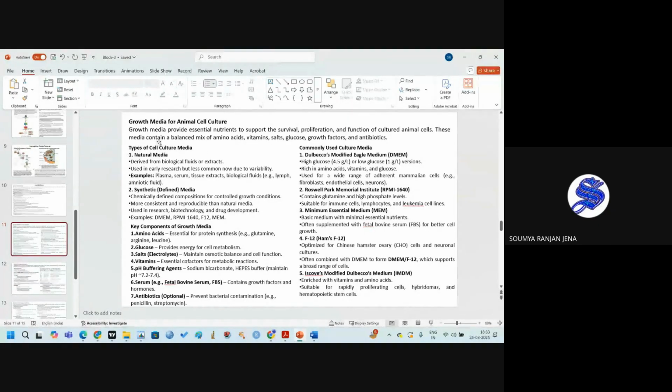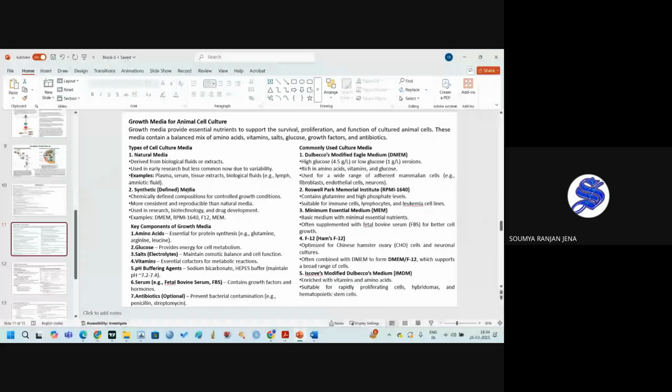If you go to the different culture media, how we supplement the cell, one is natural medium that is derived from biological fluids or extracts, used only in research but less common now due to variability, like plasma, serum, tissue extract, biological fluids, amniotic fluids. This extract will be added to the culture medium for growth of the cells. But most of the time we are not using this natural medium. We are using the synthetic medium or defined medium.